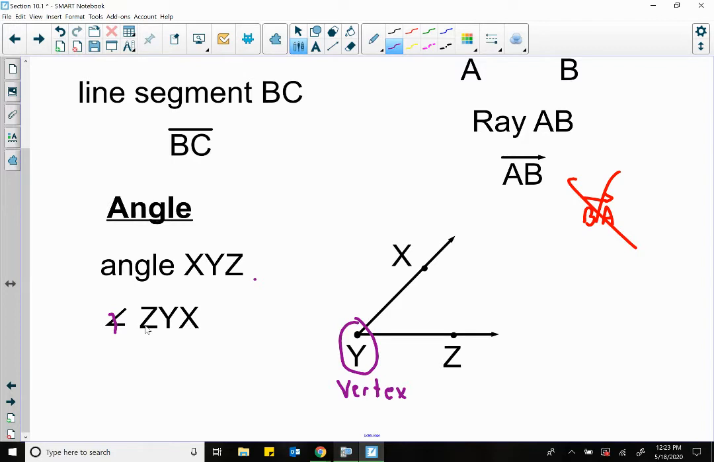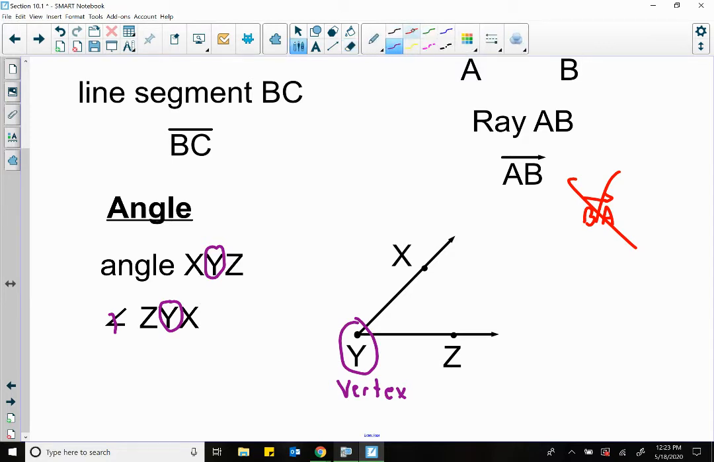You could also name it ZYX. Look at the order on these. These two are a proper order. What do you notice about these two angle names? Hopefully you saw or can see that the Y value is in the middle. The vertex of an angle always goes in the middle when you are naming them. The vertex always goes in the middle when you are naming them.